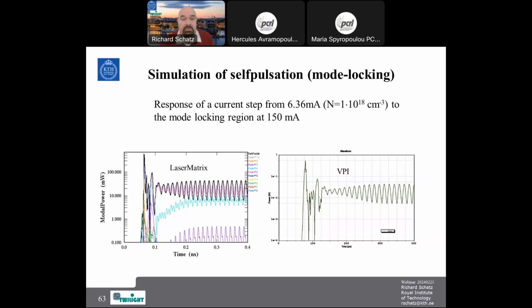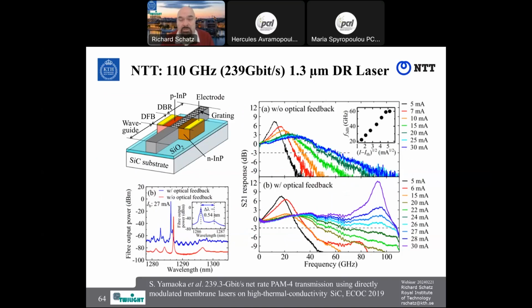So now I want to show another feature of LaserMatrix. Here is the world record laser DML. It has 110 GHz bandwidth. It was made by NTT. Why they get very high bandwidth in this laser is because they use an indium phosphide membrane on a silicon carbide substrate. And silicon carbide is excellent, the heat conductivity is excellent.